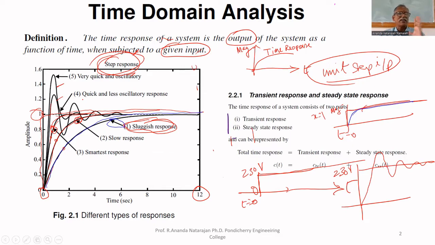So there are 5 types of response: sluggish response, slow response, smartest response, that is the maximum possible way, then quick and less oscillatory, and the fifth one is very quick and oscillatory. There are 5 types of step response. Why is it called step response? The input is a step input. How the system behaves for that is the step response.